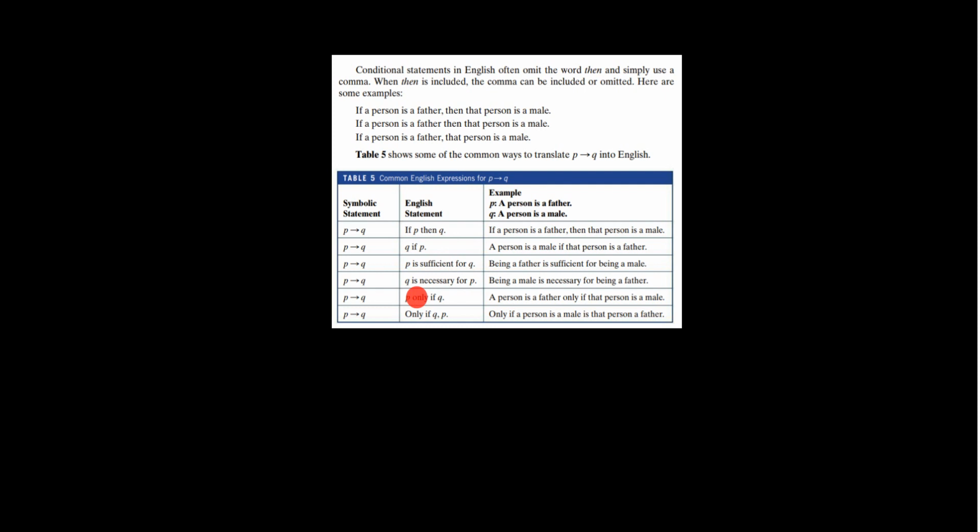P only if Q, and then only if Q, P. So there are multiple ways, and again, as you know, you've done this multiple times without even realizing it. But there are multiple ways to go about saying each individual statement.